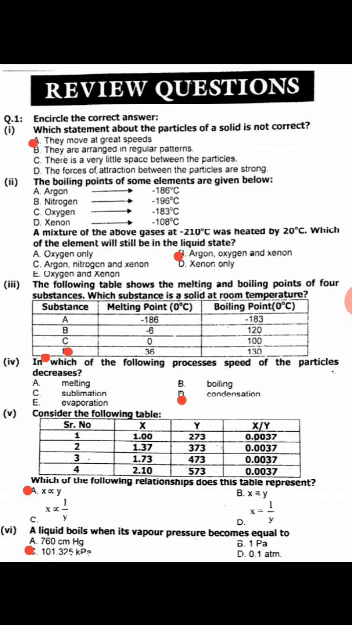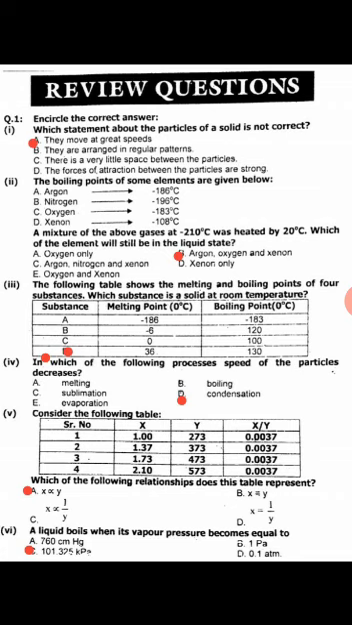Now question number 2 is, the boiling points of some elements are given below. We have been given 4 gases and their boiling points. Argon boiling point is minus 186 degrees. Nitrogen boiling point is minus 196 degrees. Oxygen boiling point is minus 183 degrees. Xenon boiling point is minus 108 degrees. The question arises, what are we going to do with these?